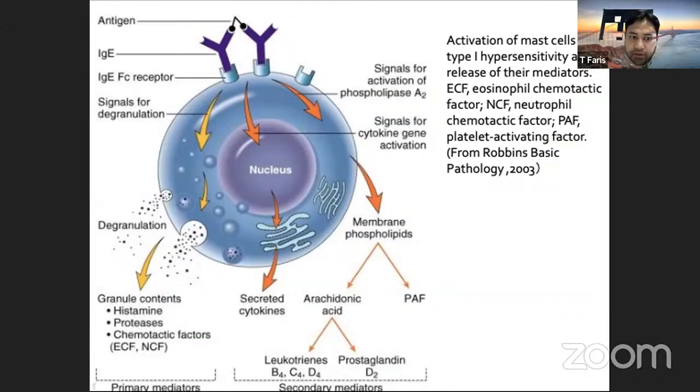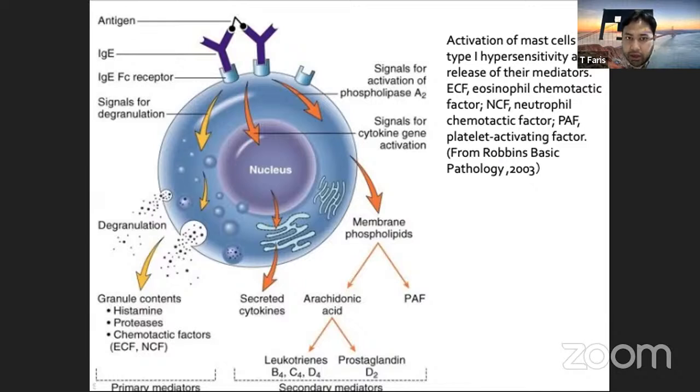Mediators like histamine, which is the most commonly reported, proteases, lots of enzymes, and chemotactic factors, ECF and NCF, are all considered the primary mediators released by the mast cell. However, other reactions also occur. If the antigen and antibody binding sends signals affecting the nucleus, they can take a different pathway and secrete different types of cytokines or mediators, which we call the secreted cytokines.